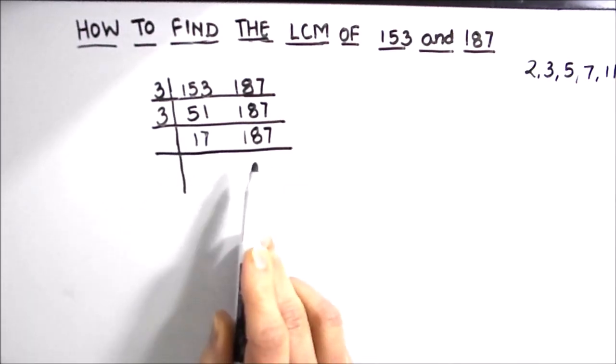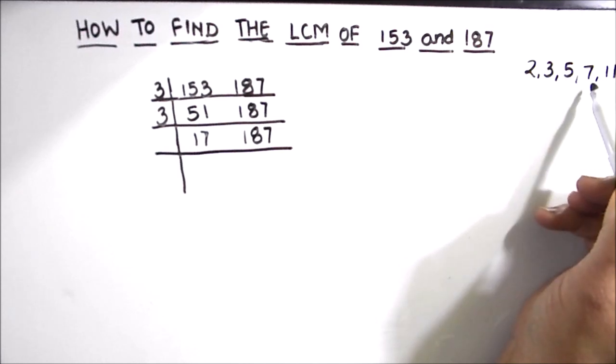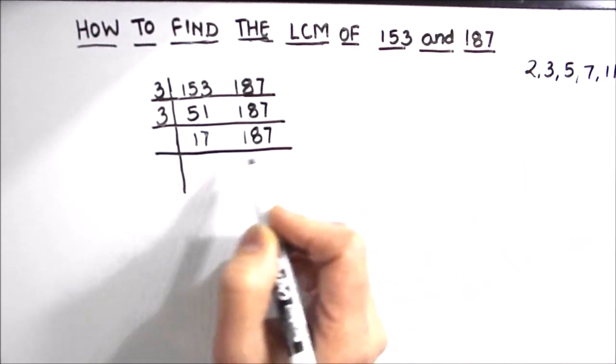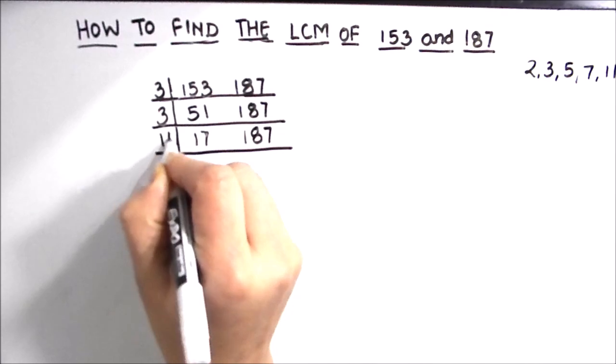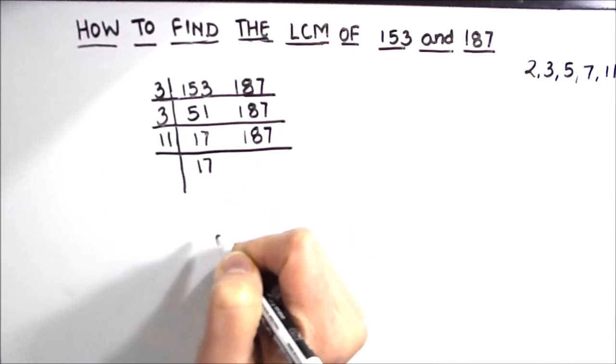Now 187 is not fully divisible by 2, 3, 5 and 7. So let's take 11 to divide 187. 17 is not fully divisible by 11, so we are going to write it as is.